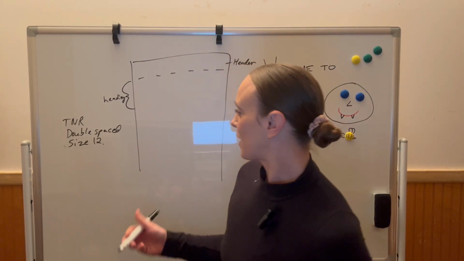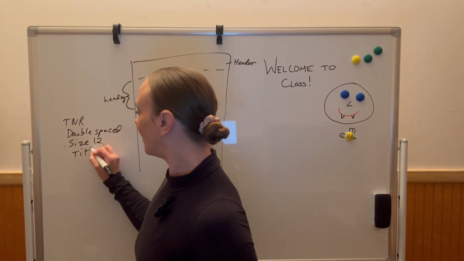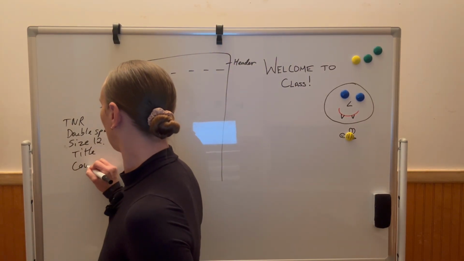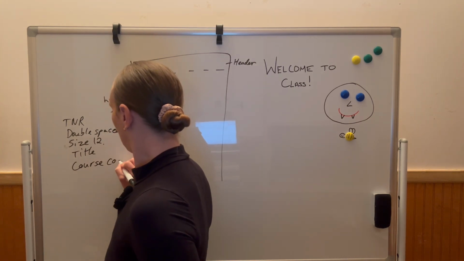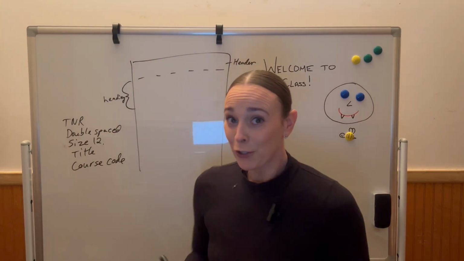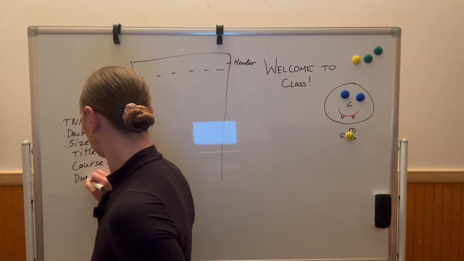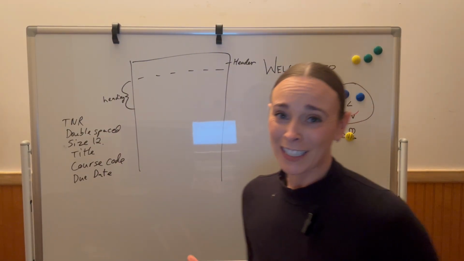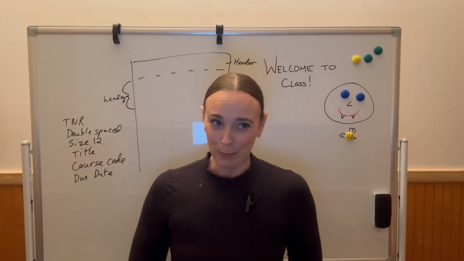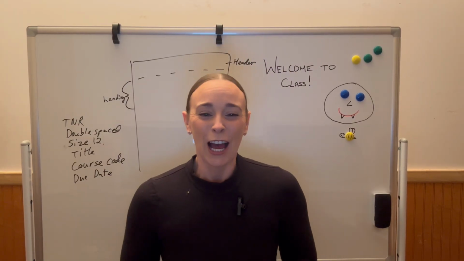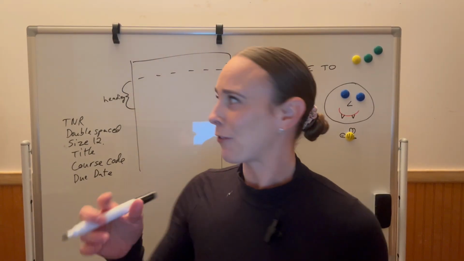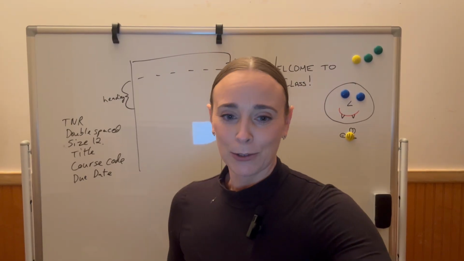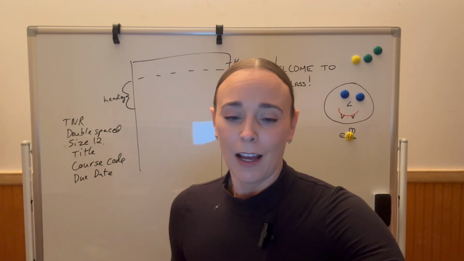Usually I prompt them into saying things like, all right, well, how about a title? Or what about your course code? And of course, you always want to have your due date on there as well. And then I usually say, okay, well, where does all of this go? And a lot of students just stare at me blankly, which is totally fine. A lot of people don't really know where to put things. So if you don't know where things go, that's absolutely appropriate.